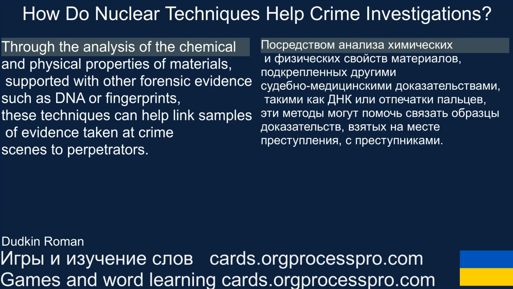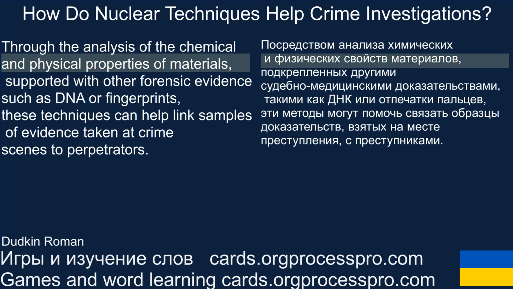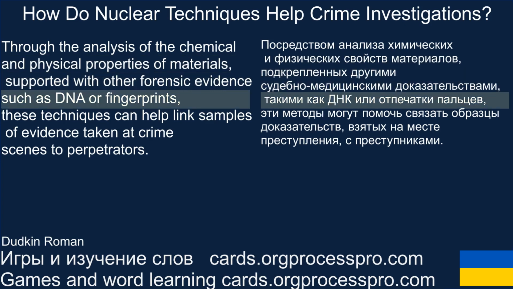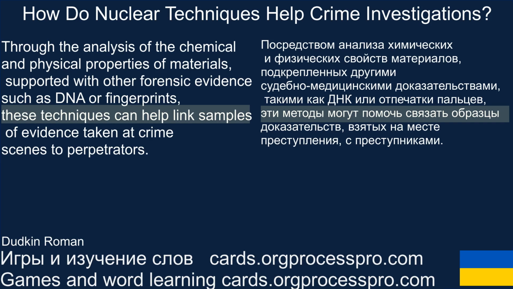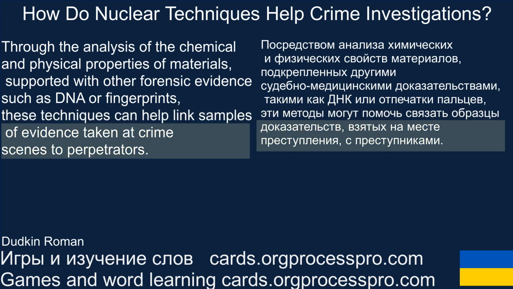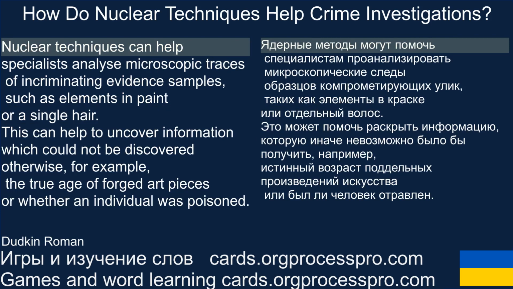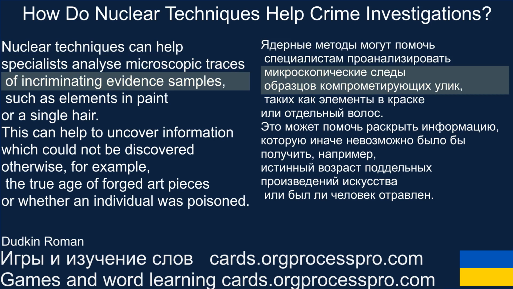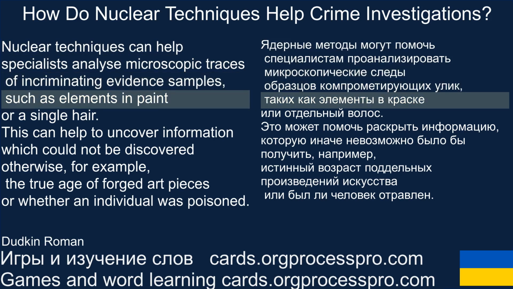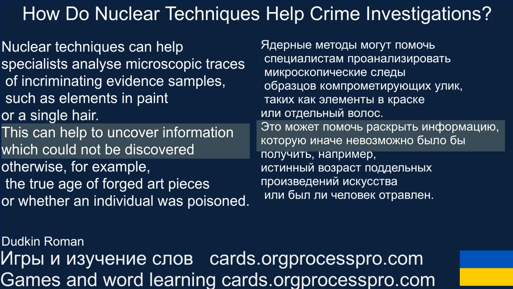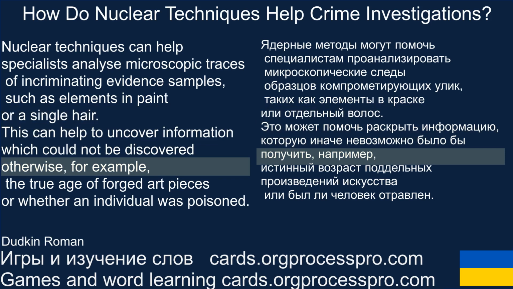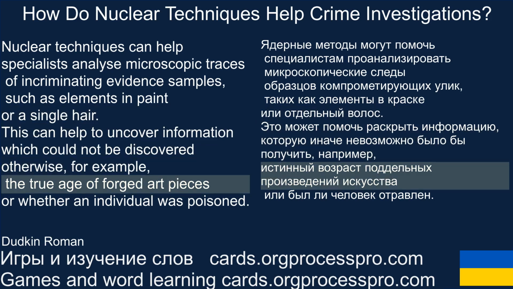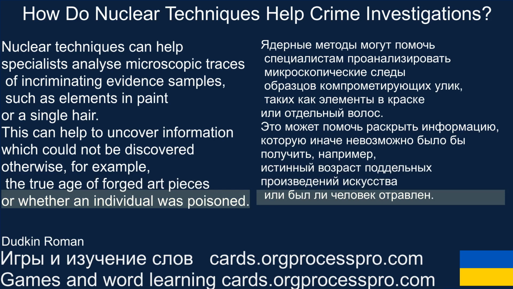Through the analysis of the chemical and physical properties of materials, supported with other forensic evidence, such as DNA or fingerprints, these techniques can help link samples of evidence taken at crime scenes to perpetrators. Nuclear techniques can help specialists analyze microscopic traces of incriminating evidence samples, such as elements in paint or a single hair. This can help to uncover information which could not be discovered otherwise, for example, the true age of forged art pieces or whether an individual was poisoned.